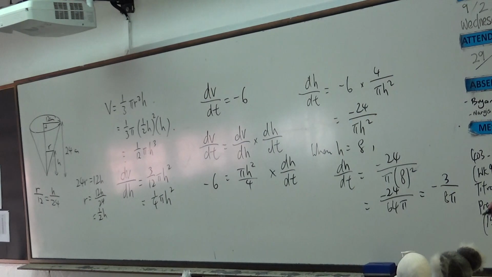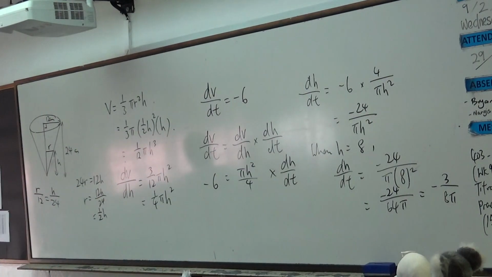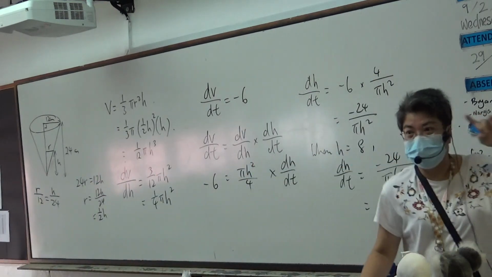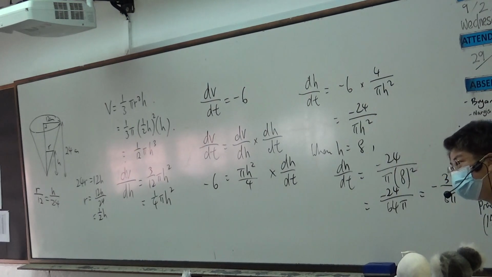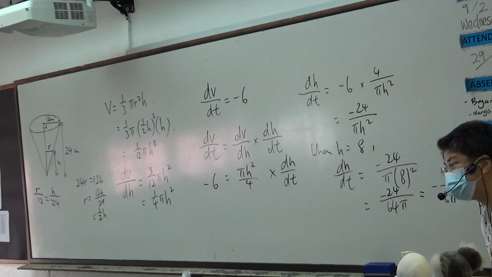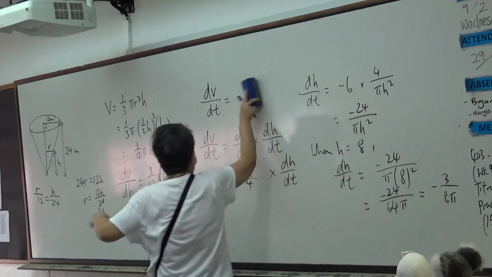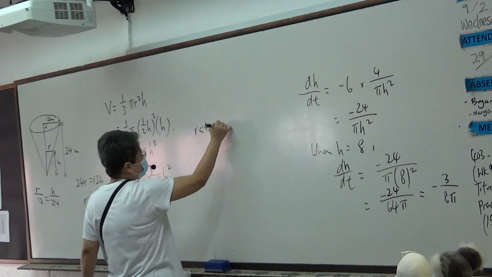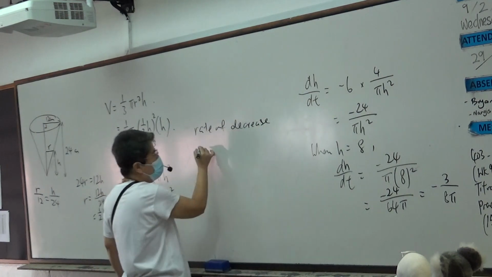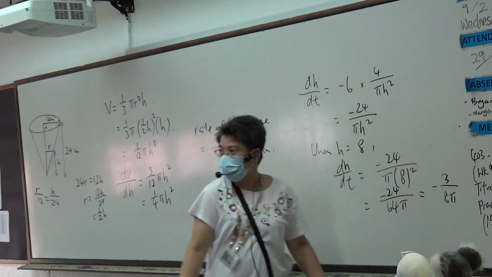Agree? Now, can someone tell me how come my dH dt is negative? What did the question say? Tell me what the question said. It's decreasing, right? They say how fast is the water level decreasing? You already know when it's negative, it's decreasing already, right? So when you answer, you cannot have the negative sign, agree or not? Because it asks for decreasing. Do you understand? Yes or no? So the rate of decrease will be just like that, cm per minute, right?